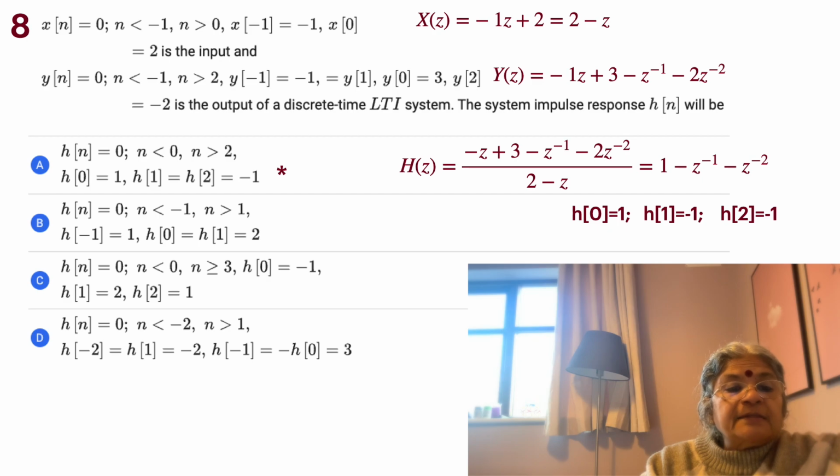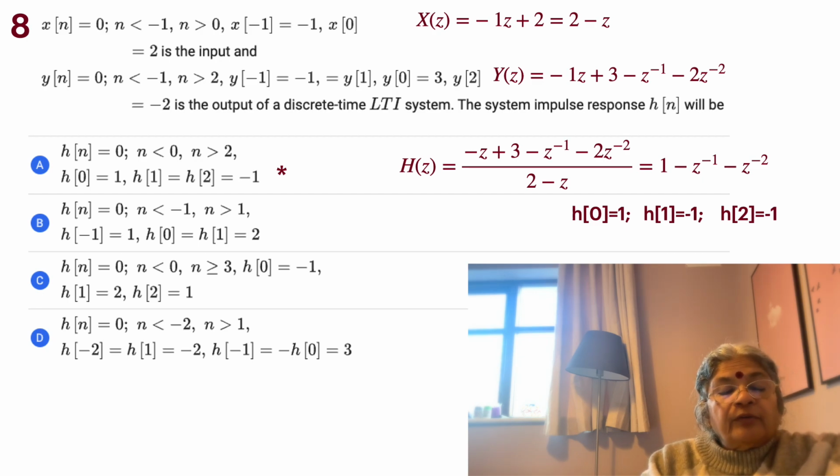So moving to the 8th problem. Again, what is given is x n equal to 0 for n less than minus 1 and n greater than 0. But x minus 1 is given as equal to minus 1, and x0 is given as equal to 2. So again it's a two component sequence wherein x0 is equal to 2, and we also have x minus 1 equal to minus 1. The other values are 0.